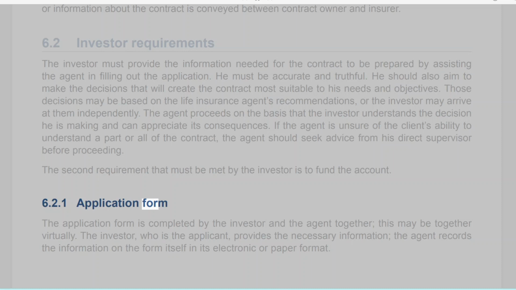6.2.1 Application Form. The application form is completed by the investor and the agent together. This may be together virtually. The investor, who is the applicant, provides the necessary information. The agent records the information on the form itself in its electronic or paper format.